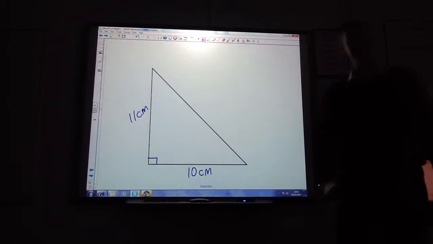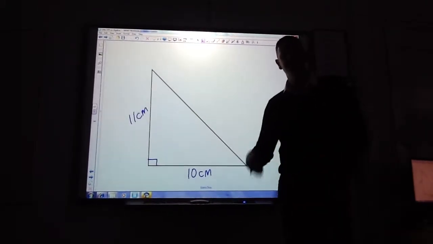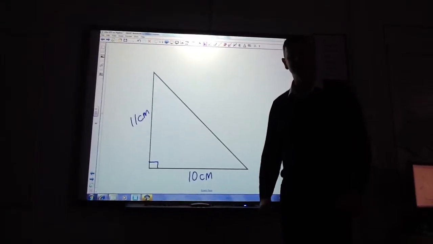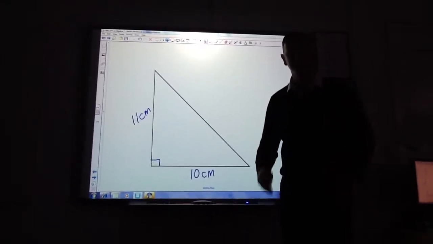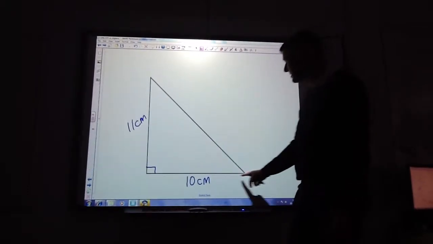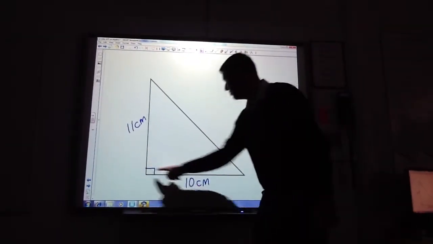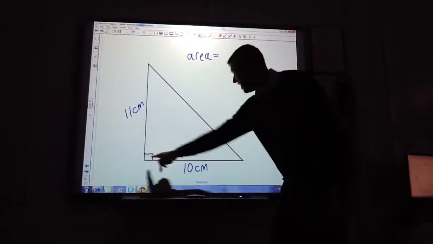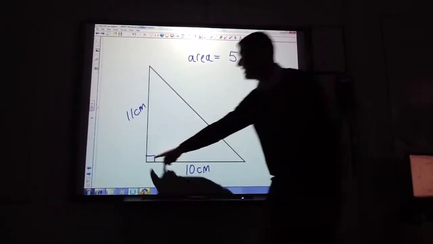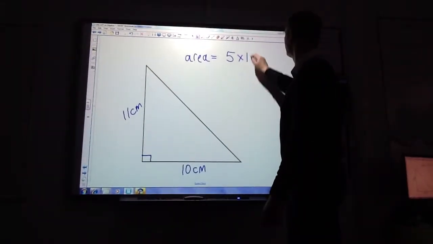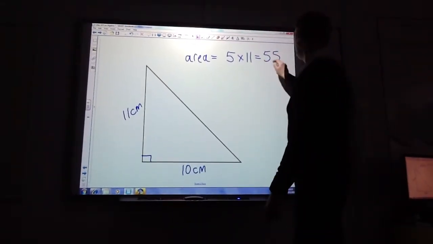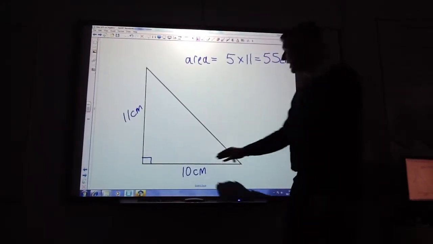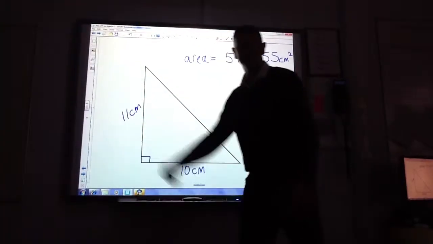Okay? To find the area, the rhyme is half the base times the height. Get that into your head. Area, half the base times the height. So in this case, half the base would be 5. So area equals half the base, which is 5, times by the height, which is 11, and that would be 55. And because it's an area, centimetres squared. So area, half the base, times the height.